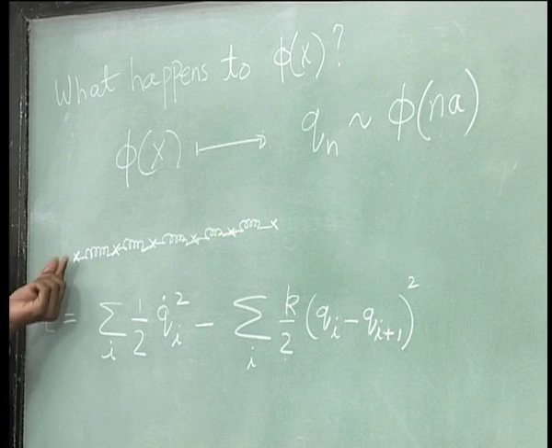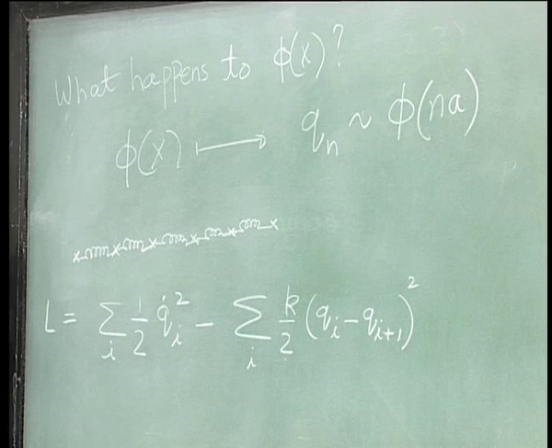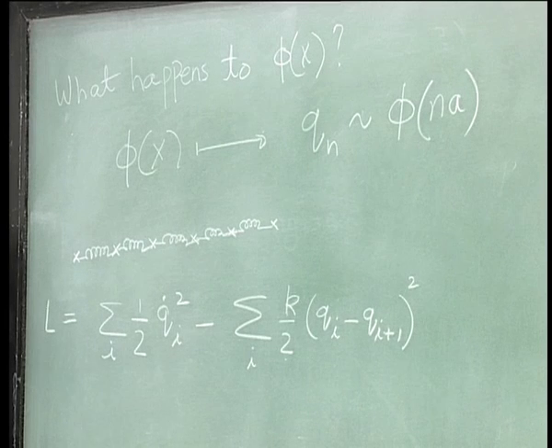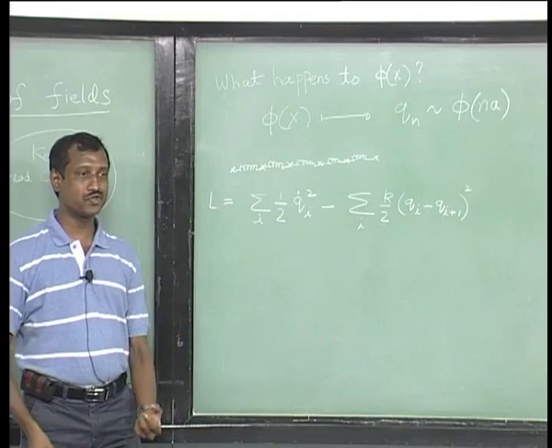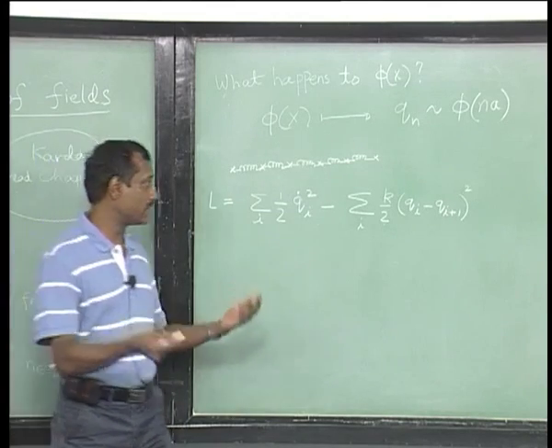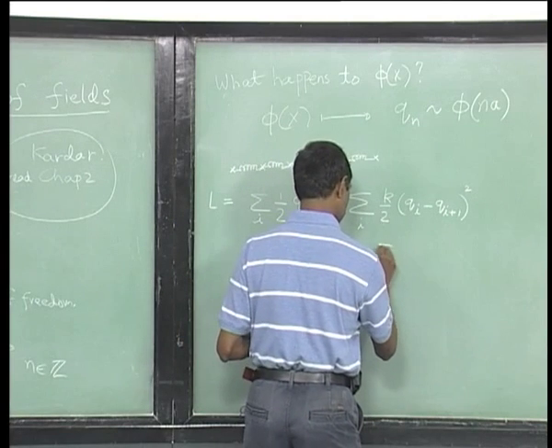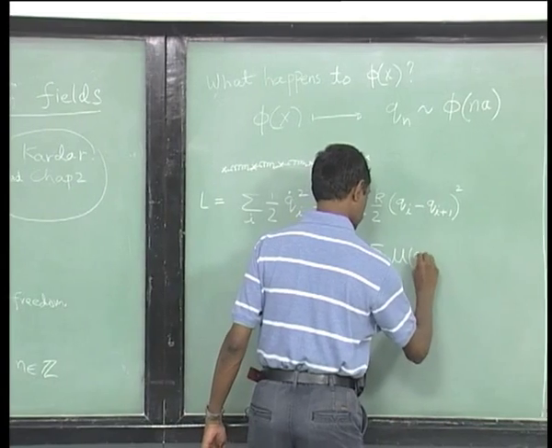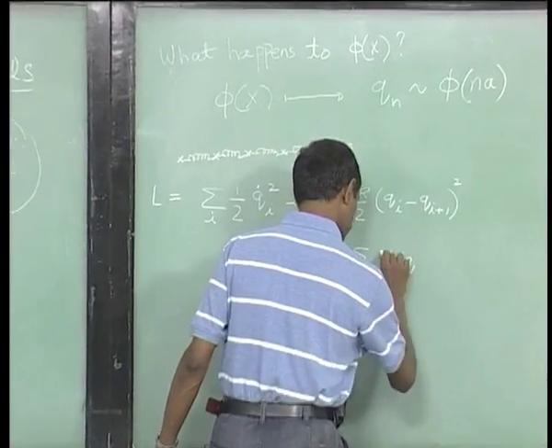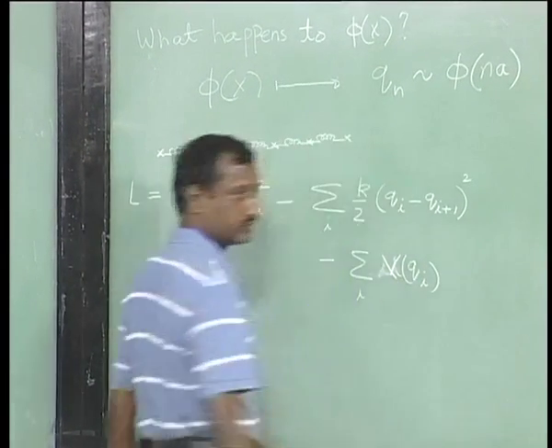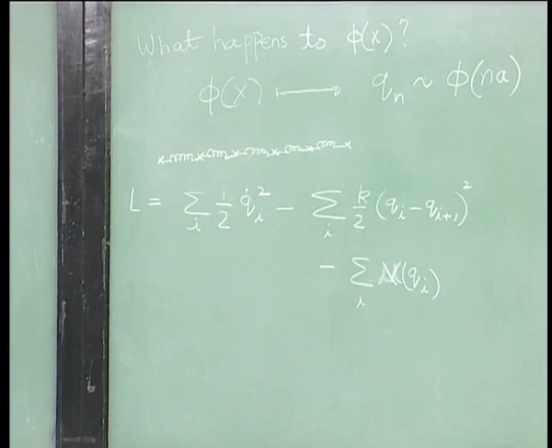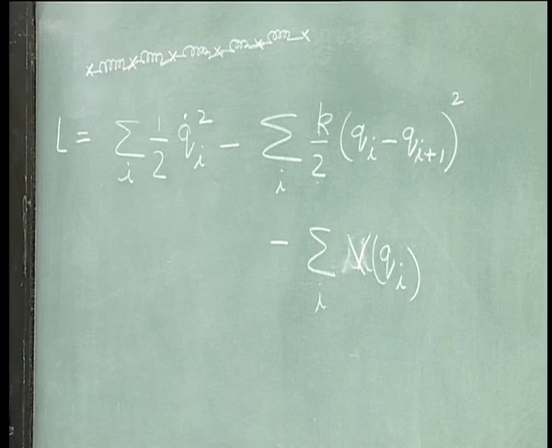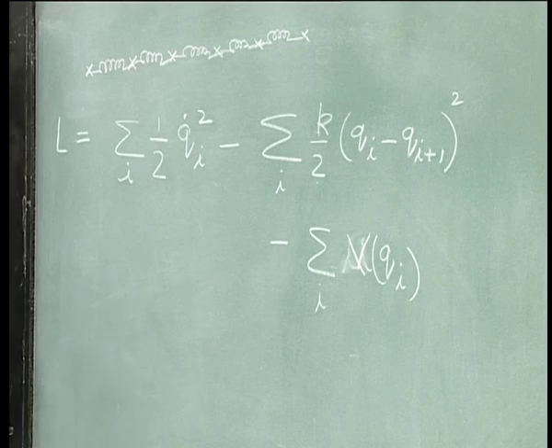But if you think of this as some ion in some lattice, there will be some local potential which will keep it out there. So I could write something else which would also be there. Okay. So let us look at each of these terms again.